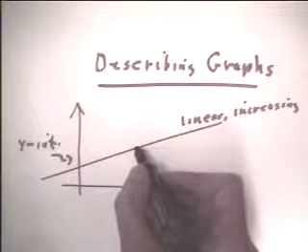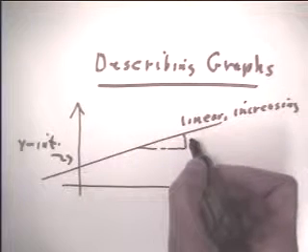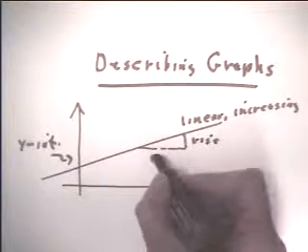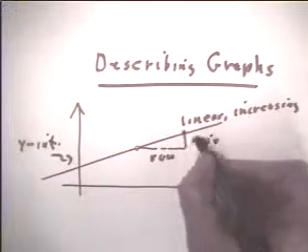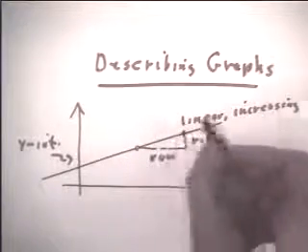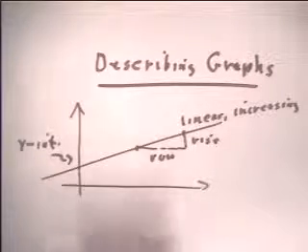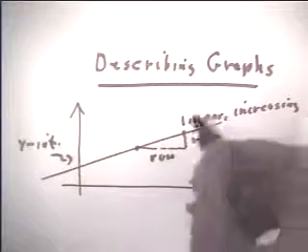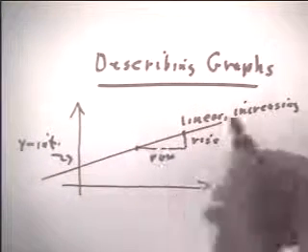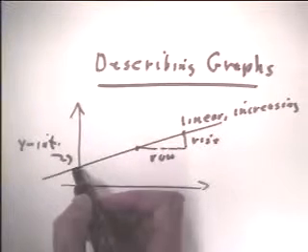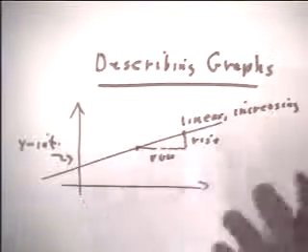It has a slope. Slope is rise over run. So between two graph points we can find a rise and a run, and we can specify a slope. So this is just one example. We could describe this graph as linear and increasing with a y-intercept of 5 and a slope of 0.7.